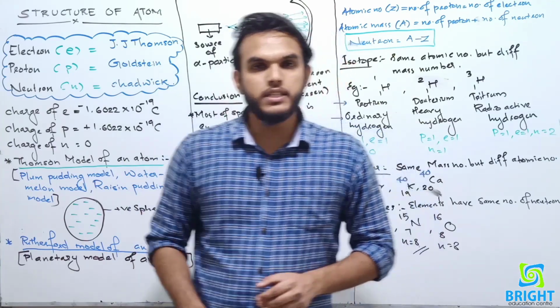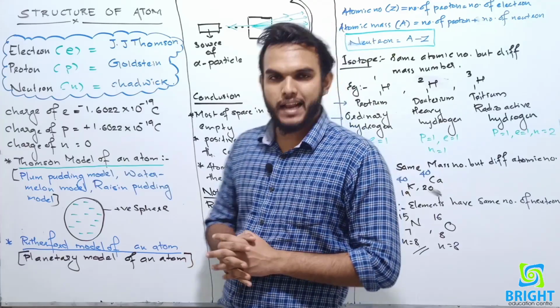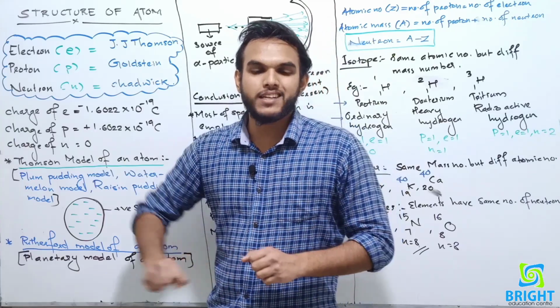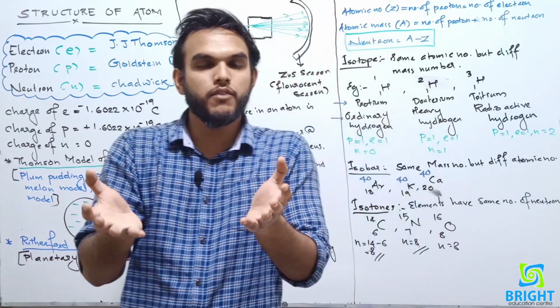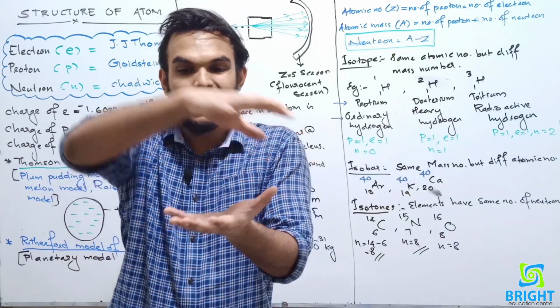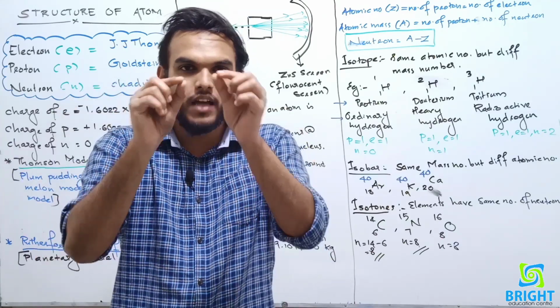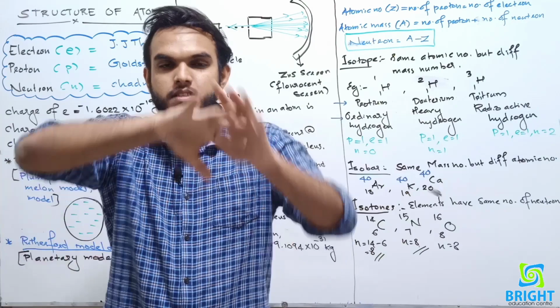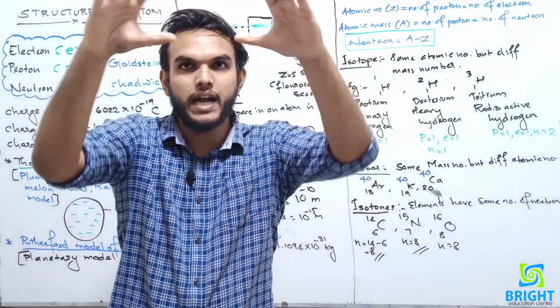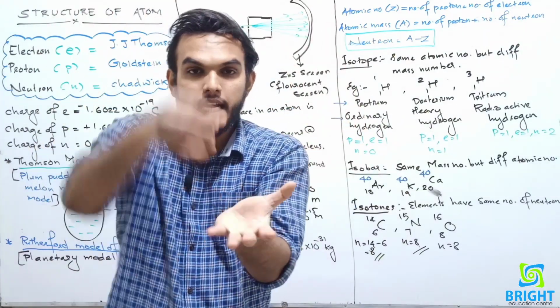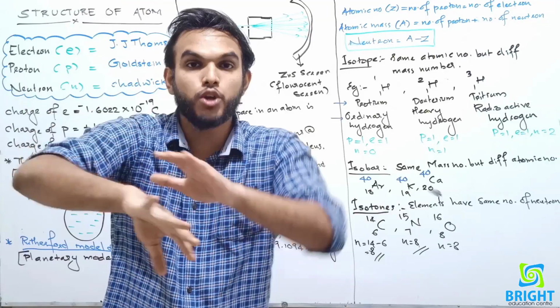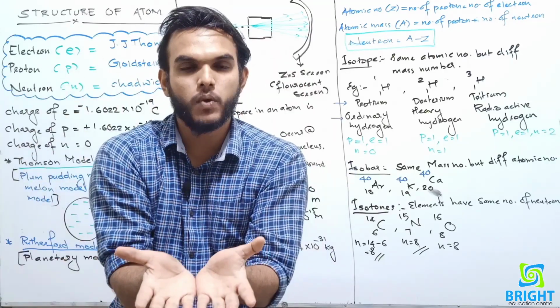Now we are going to some of the discoveries of these electrons and some conditions. So first of all, we are discussing the Thomson model of an atom. Thomson model of an atom is like a watermelon. Inside the watermelon there is red pulp and it has a little bit of seeds in it. In the same way, the Thomson model of atom has a positive sphere in which negative electrons are uniformly distributed.